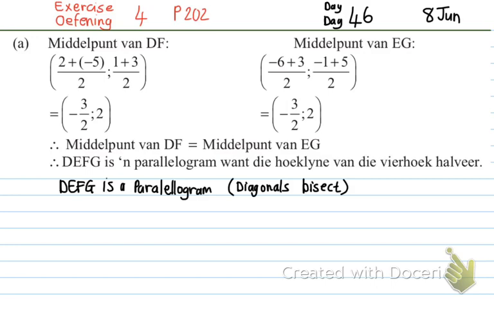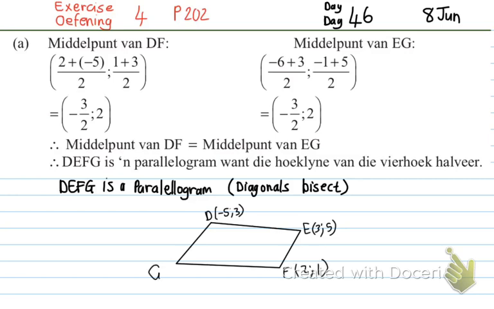Okay, let's read number A. Quadrilateral DEFG is formed by points D. Okay, so now I'm going to draw a little picture for myself. I'm going to draw a quadrilateral. It's not even on a Cartesian plane. I'm just drawing it to get a picture in my mind. D, -5, 3. E, 3, 5. F, 2, 1. And G, -6, -1. Show that DEFG is a parallelogram.